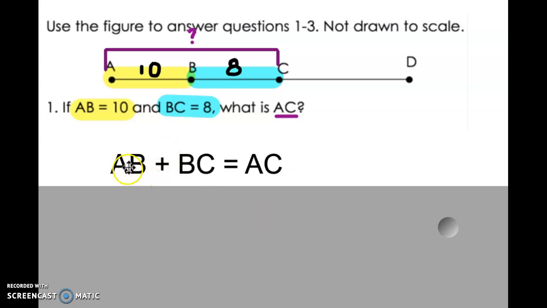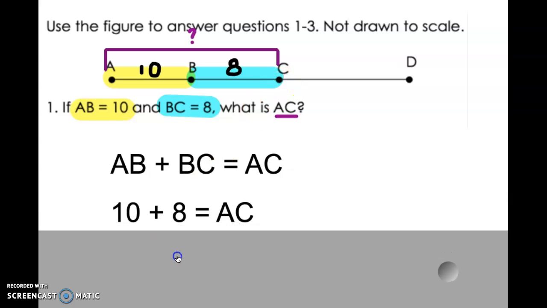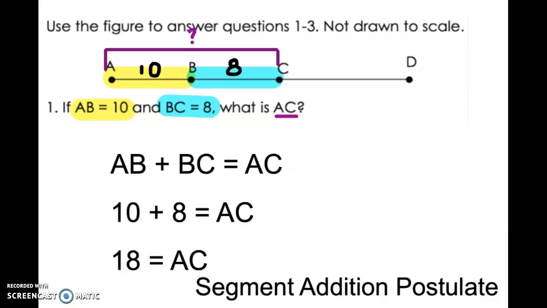So first we say AB plus BC equals AC. And then we substitute in what we know. We know that AB is equal to 10 units, and that BC is equal to 8 units. So 10 plus 8 is going to give us the length of AC. And then you can add that together to get 18. So by using the segment addition postulate, we have found out that segment AC is 18 units long.